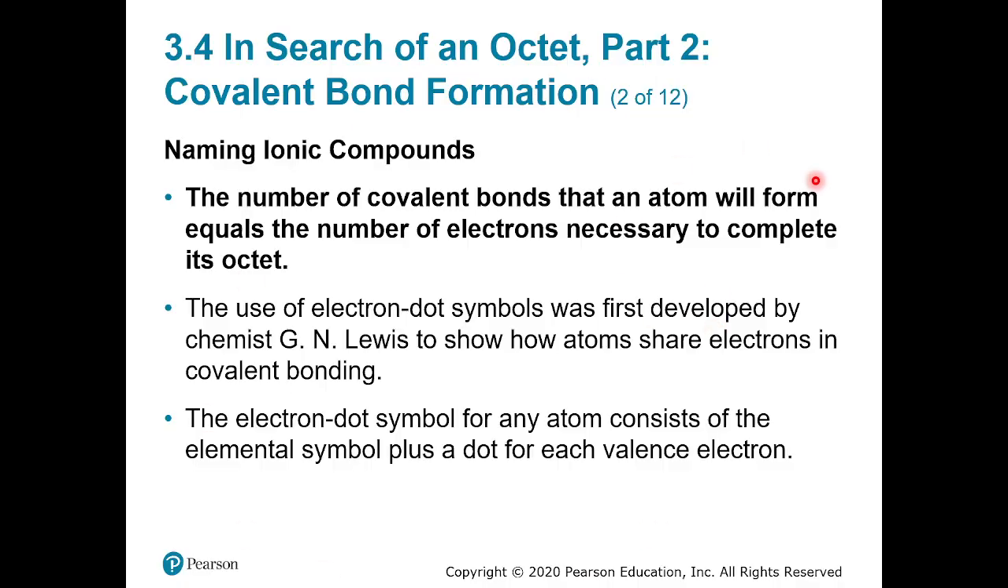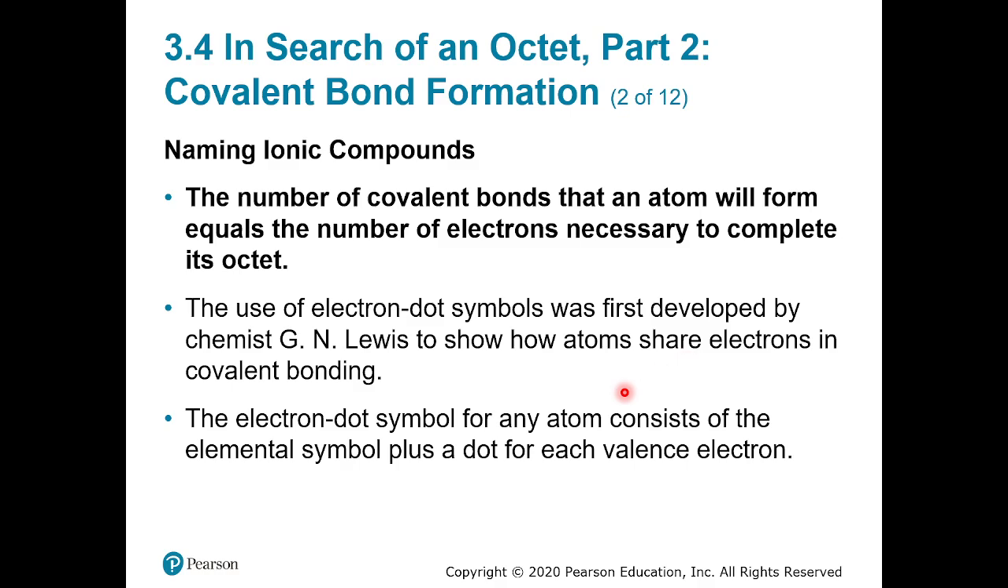Okay, so the number of covalent bonds that an atom will form is going to equal the number of electrons that's necessary to complete its octet. The use of electron dot symbols was actually first developed by a chemist named G.N. Lewis. And so Lewis structures is what we're going to call these whenever we make these molecules using these structures. It's going to tell you how electrons are actually shared in covalent bonds. Okay, what is sharing the electrons?